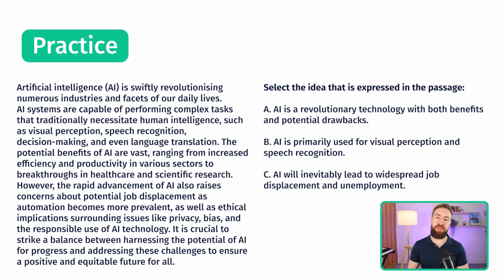And then C says AI will inevitably lead to widespread job displacement. That means lots of people losing their jobs or their jobs being moved to different places. The key word here, inevitably. That's another one of those strong words, and it means something must happen. There is no chance that it won't happen. And that's a word that you have to be careful of, because the passage says that there might be, yes, these things might happen, but it doesn't say they definitely will happen. So the idea doesn't match what's said in the passage.